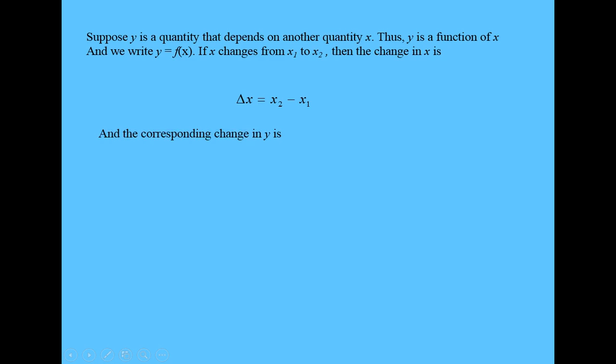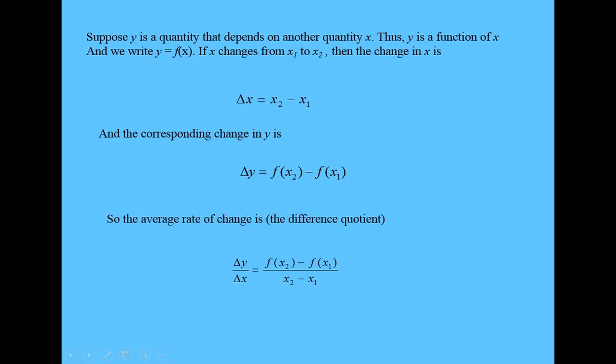Now the corresponding change in y, we would just plug those values into the function and subtract them. And remember, delta y means the change in y. The average rate of change, we would use the difference quotient. Now since we're not working with a position function, this does not necessarily have to represent an average velocity. It's now just an average rate of change. So if we're talking about sales for a company, it'd be the average rate of change of sales. It does not have to be average velocity.